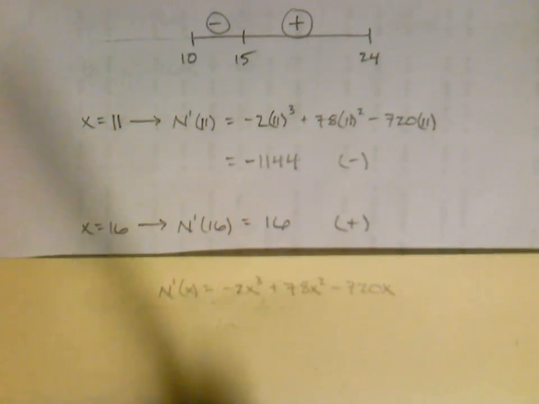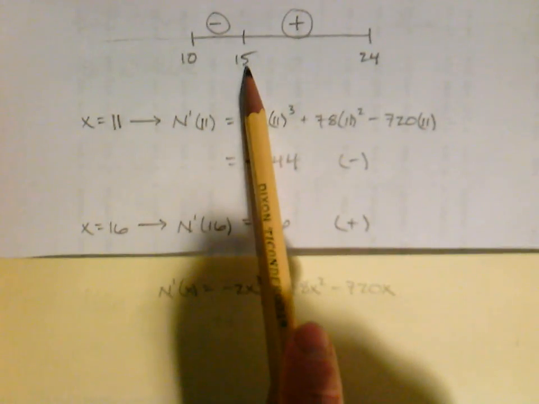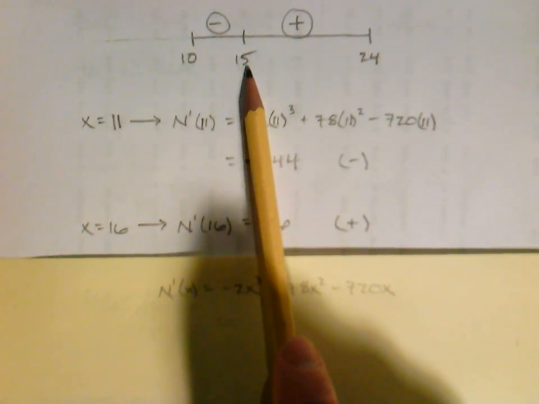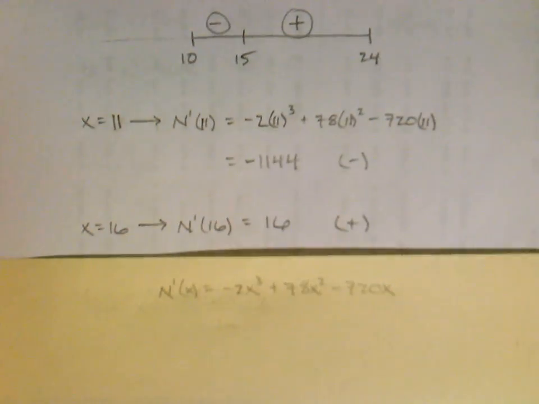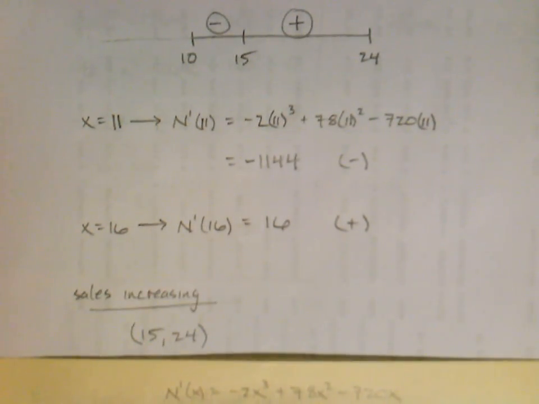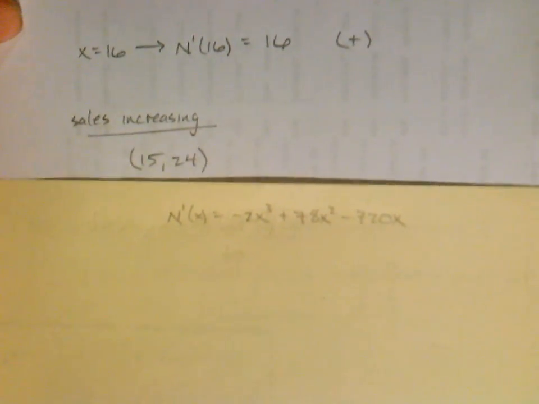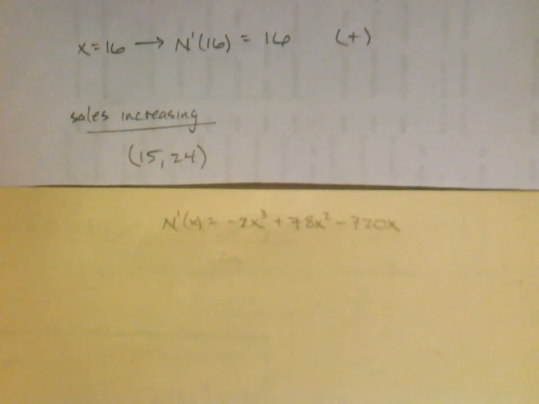Really, the sales are increasing when this company spends anywhere between $15,000 and $24,000 on advertising. But I'm just going to go ahead and write it like an interval, 15 to 24.